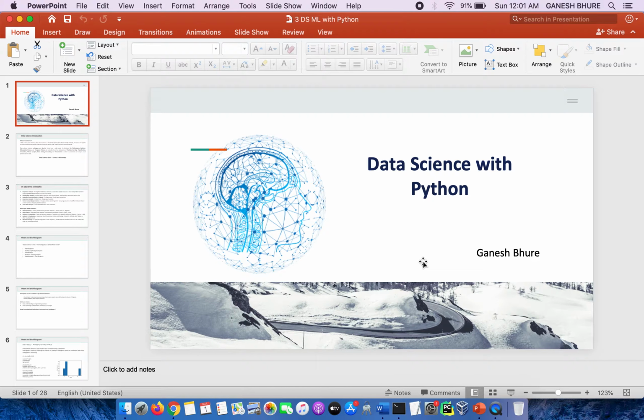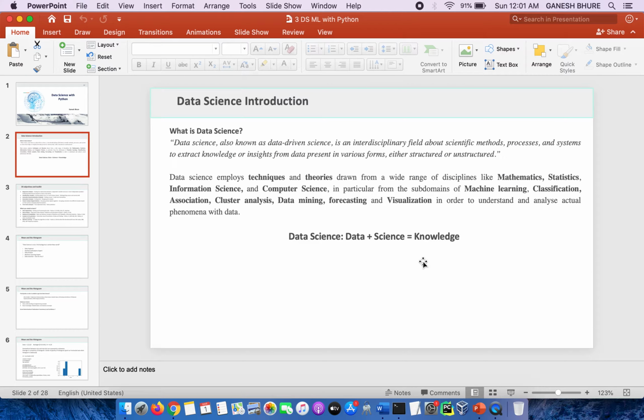Before we proceed, I want to understand what you understand by data science. What is data science first? Data science is a data-driven science which is used to get insights about the data, to get the knowledge about the data. And what is this all about?